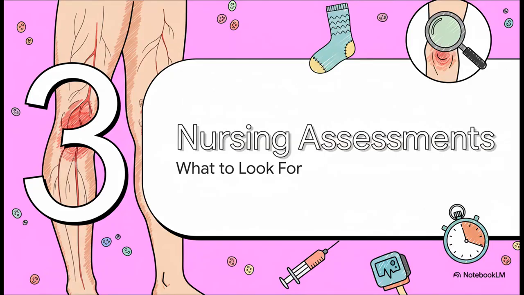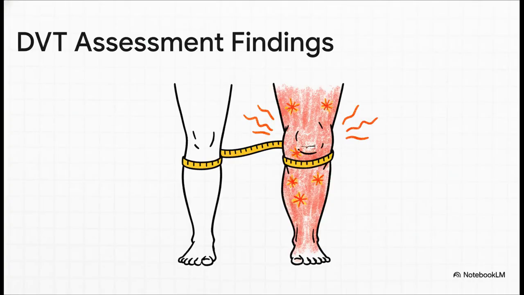Okay, we know the why, so let's shift gears to the what. As the nurse, you're the detective at the bedside. You're the one who needs to spot the early signs of a DVT. The classic DVT signs are almost always unilateral. That means they're just on one side.